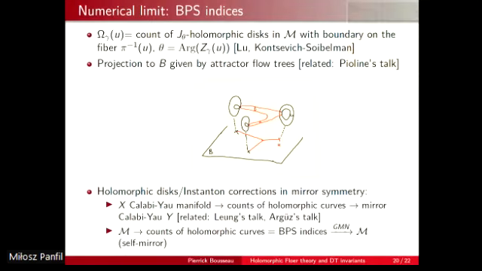So there is a numerical limit which is connected to other works. In the numerical limit, the prediction is that the BPS indices, just the numbers, are related to a count of holomorphic disks in this geometry M, with boundary on the torus fibers, and it's related to previous work. In particular, Kontsevich-Soibelman, in which I have this picture that this holomorphic disk should project to some graph in the base, which should be related to attractor flow trees. I guess on Thursday, there will be a talk by Boris Pioline with more on attractor flow trees.